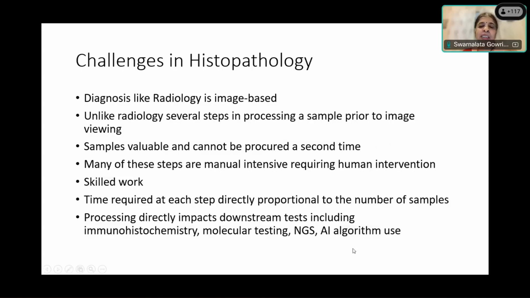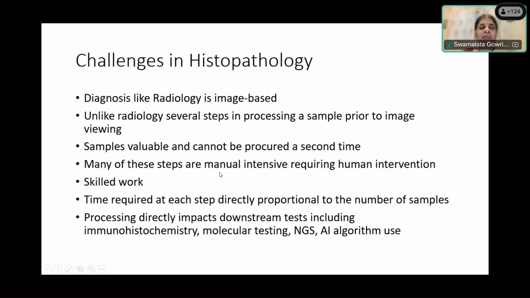Now, in histopathology, unlike other branches of laboratory medicine, we have very unique challenges. The diagnosis, as we all know, is image-based. But to get to the image, there are several steps in processing, which is unlike radiology. Our samples are one-time samples, and they cannot be procured a second time, be it a brain biopsy, a tumor, or whatever else it is. So we need to be extra cautious about this and keep that in our minds all the time.